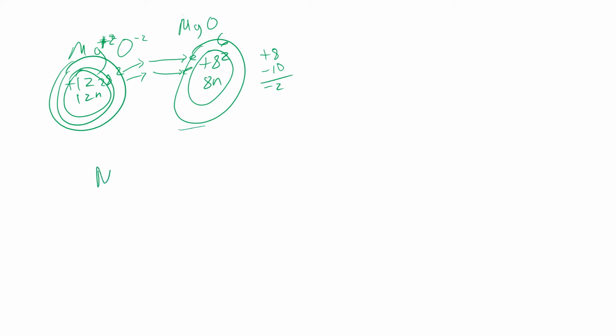In sodium chloride, sodium loses 1 electron, chlorine gains 1. Sketch them out. Sodium has 11 protons, 12 neutrons, for a mass of 23. It also has 3 shells. It's in column 1, so its outermost shell has 1 electron.